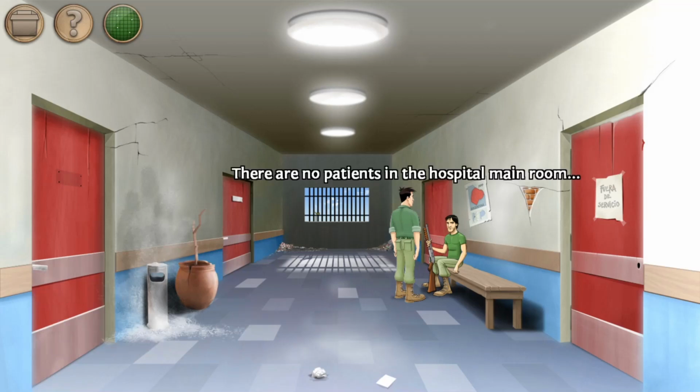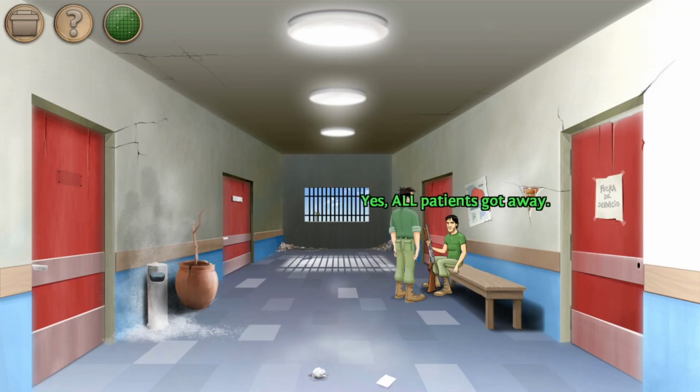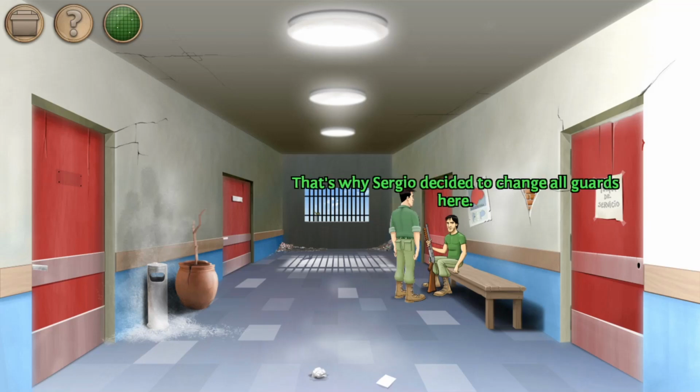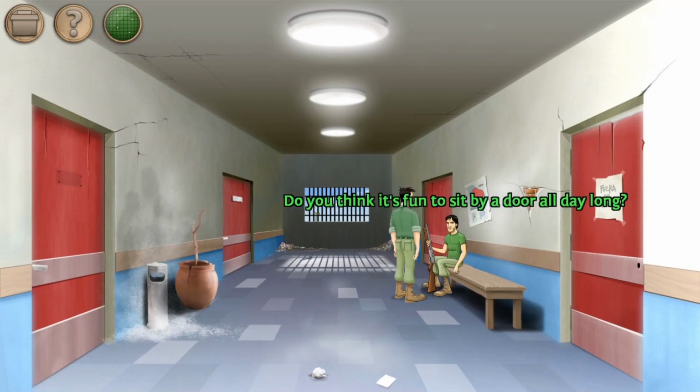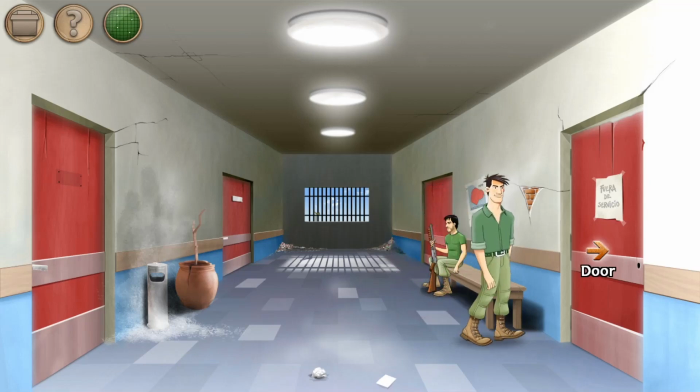There are no patients in the hospital main room. Yes, all patients got away. Even one who was nearly unconscious. But, oh, that's terrible. Of course. That's why Sergio decided to change all guards here. Do you like your job? Do you think it's fun to sit by a door all day long? Bye. See you. Now let's enter the toilet because we need to switch screens.